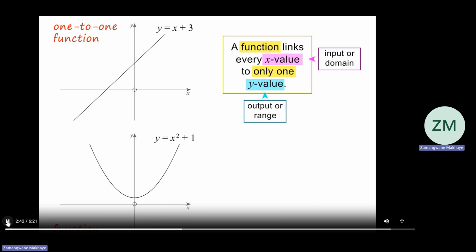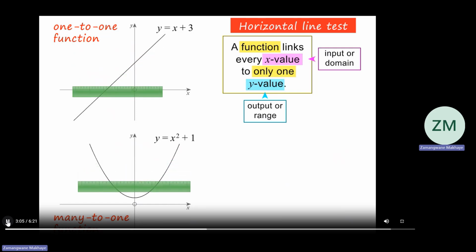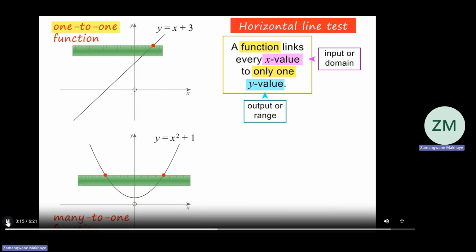The straight line is in fact a one-to-one function, and the parabola is a many-to-one function. In other words, we have two different types of functions here. To test for which type of function we have, we use what is called the horizontal line test. To do this, we can use a horizontal ruler and move it across the graph from top to bottom. If it cuts the graph only once, then the function is a one-to-one function. And if it cuts more than once, then it is a many-to-one function.